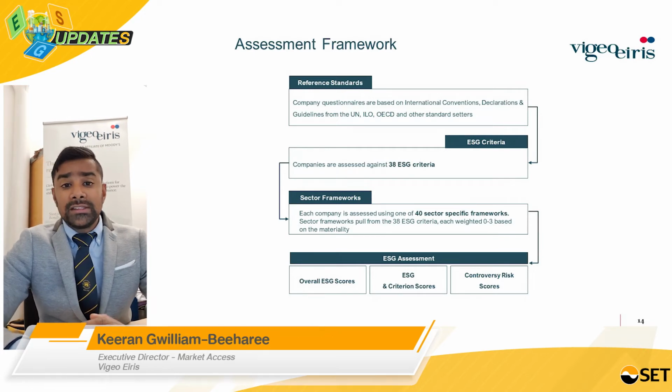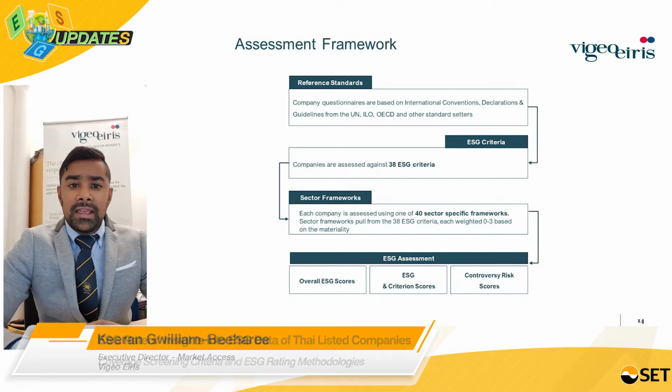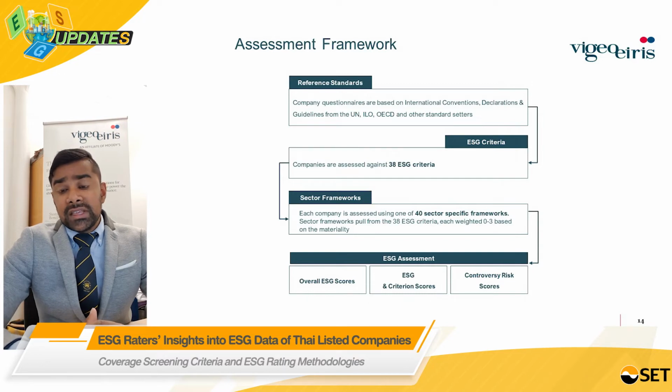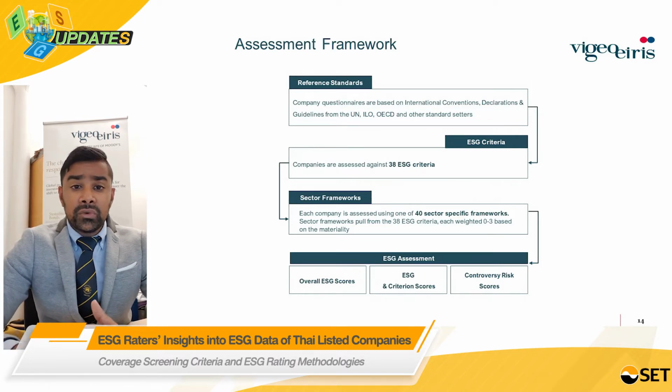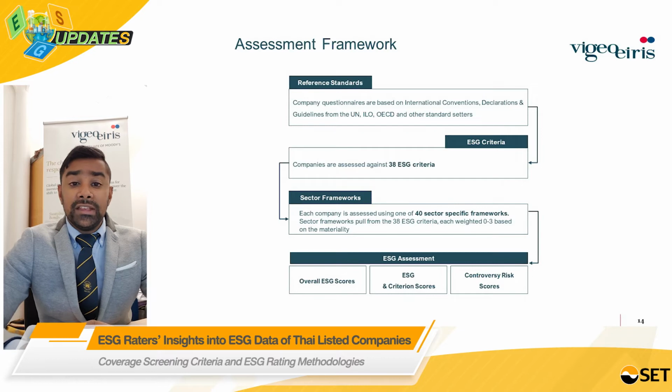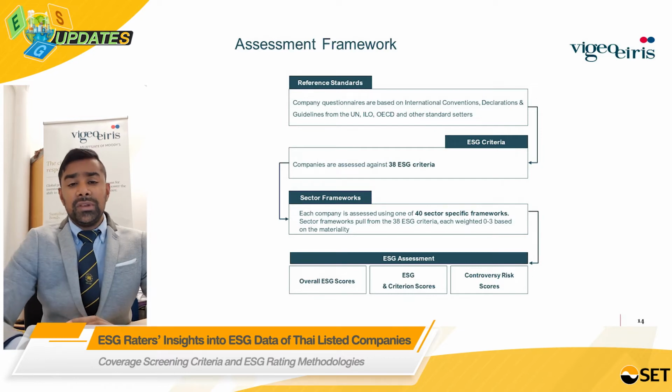Now, within our assessment framework, there are 38 ESG criteria that we look at, and they are housed within 40 sector frameworks, and these will be shown later on to you in this presentation. The output of our ESG assessment is effectively the overall ESG score for a company, the E, S, and G scores individually, the criterion scores as well that we will show later on, and then integrated within our research is also a review of any ESG controversies that a company might be facing.